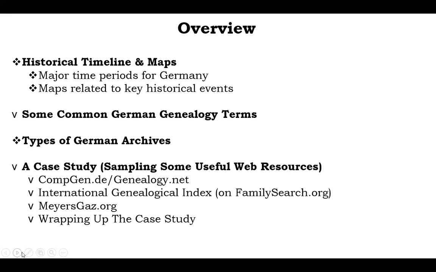Next, before we delve into the case study, we'll go over some common genealogical terms that you may run across during your research, particularly if you have 18th and 19th century ancestors. Then, given that there is no centralized repository for genealogical purposes in Germany, we'll go over the different archives you may need to consult during your search. And then lastly, I'll take you through a short case study that highlights some useful websites, one of which is actually a collection that's housed on FamilySearch.